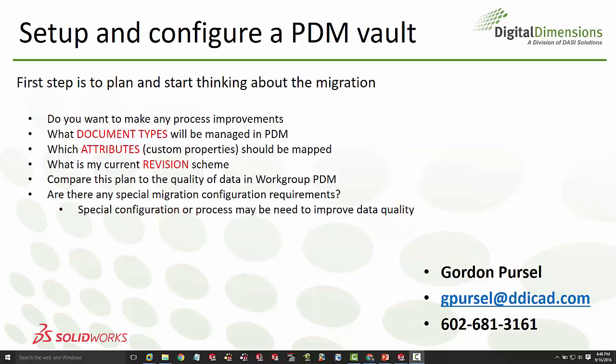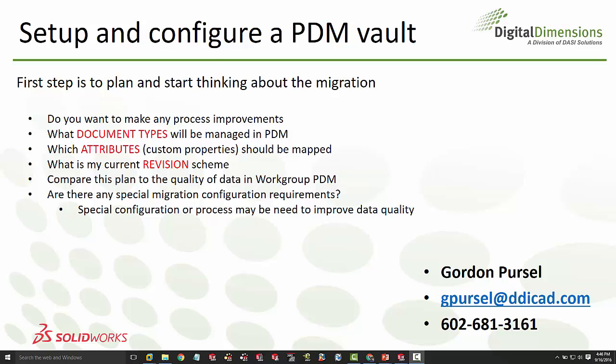Let's start talking about the setup and the configuration. The first step is to start thinking about the migration, and do you want to make any process improvements? You should also consider, do you want to start to manage any additional document types that were not managed in Workgroup PDM? You should also think about what types of attributes should be mapped. SOLIDWORKS PDM has a data card which makes it really easy to capture information about the documents that can be used for searching or for stamping information onto the drawing or inside the SOLIDWORKS files.